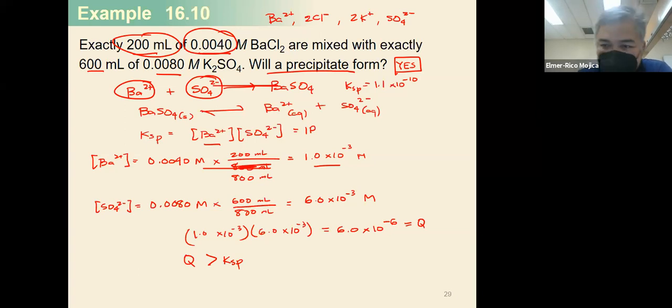Hello? You still follow? Yes, Professor. Now let's go on. Hold on, if Q is greater than KSP, that means that precipitate will form? Yeah. Okay.